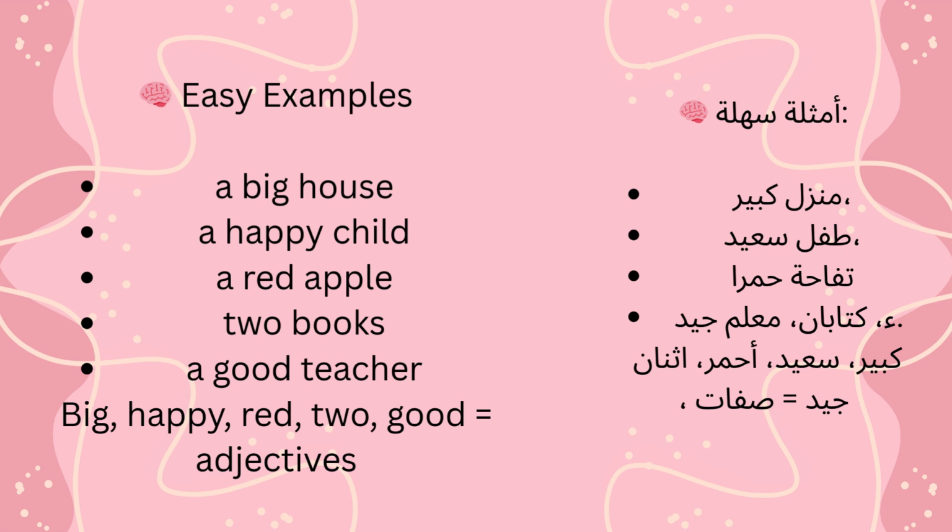Here are some easy examples: a big house, a happy child, a red apple, two books, a good... Some of the adjectives here are big, happy, red, two, and good. These are all adjectives because they describe something.